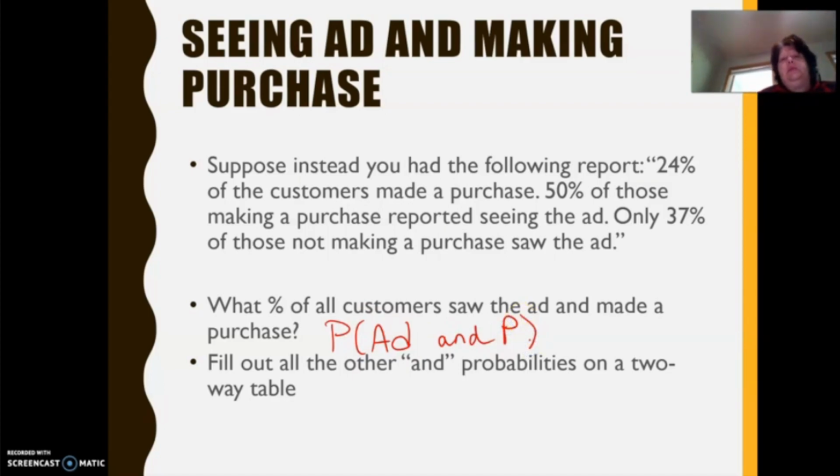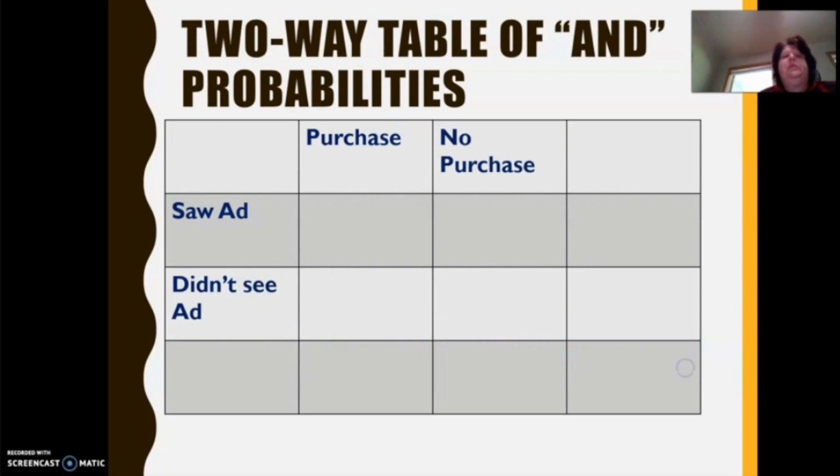And fill out the table. So you might want to stop the recording here and see if you can do this on your own and then come back. So probability of ad and purchase is probability of purchase, because that's what you're given, times probability of ad given purchase.